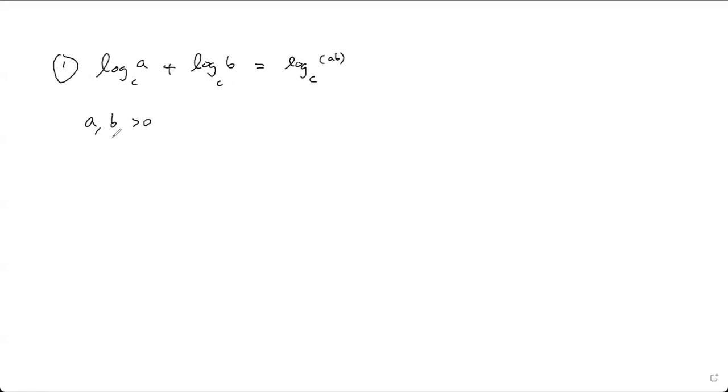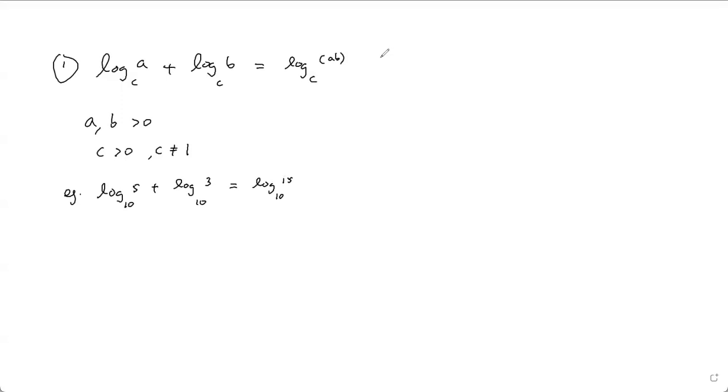Similarly, the base C also has to be greater than 0, and C cannot be equal to 1. These are the basic rules, the parameters to take note of. An example for rule number 1: let's say I have log 5 base 10 plus log 3 base 10. That's equivalent to log 15 base 10, since 5 times 3 is 15. So that's the first rule.